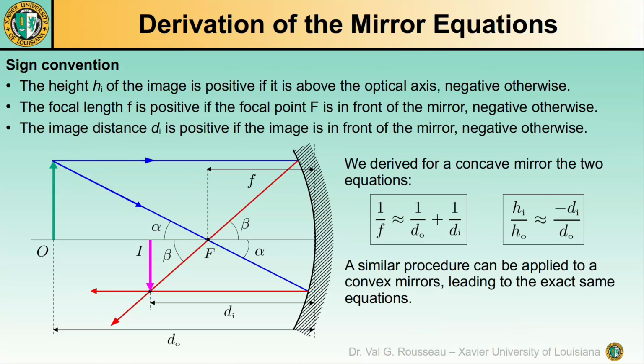So, to conclude, we derived the two mirror equations for the case of a concave mirror. A similar procedure can be applied to a convex mirror, which leads to the exact same mirror equations, provided the same sign convention is used.